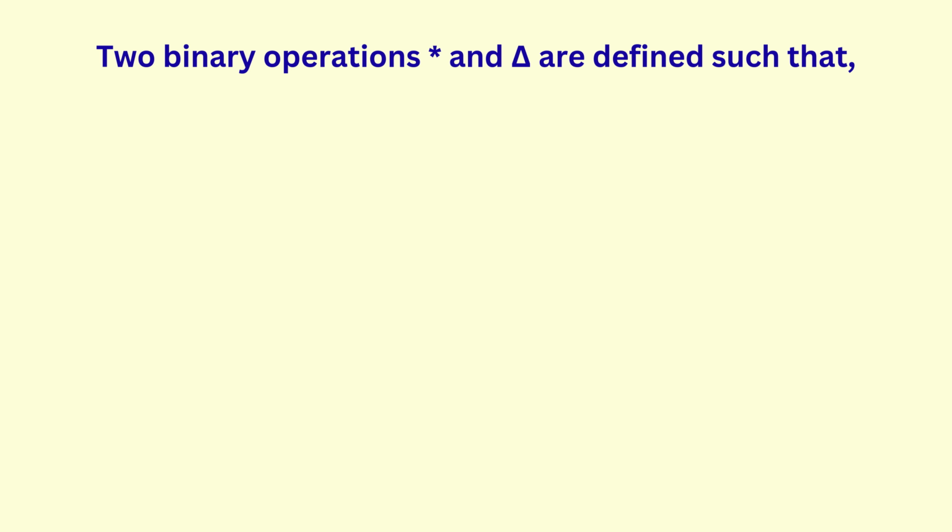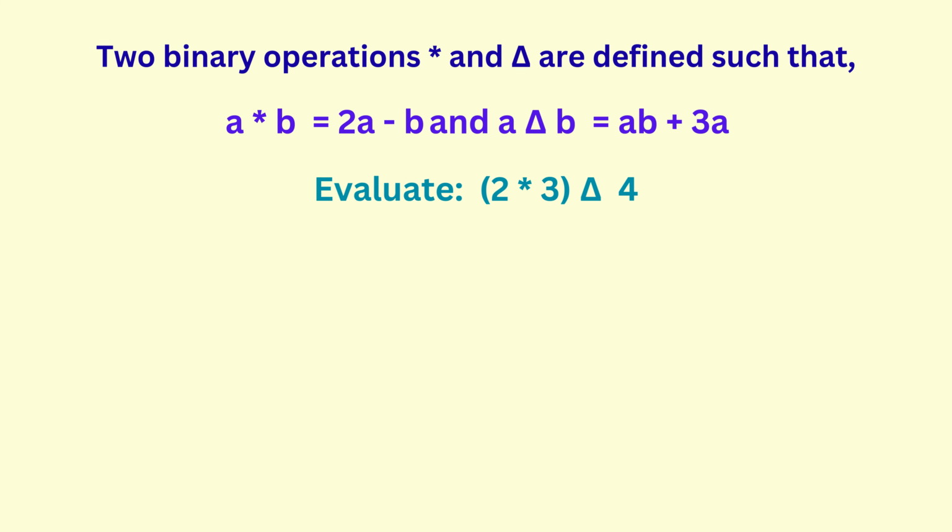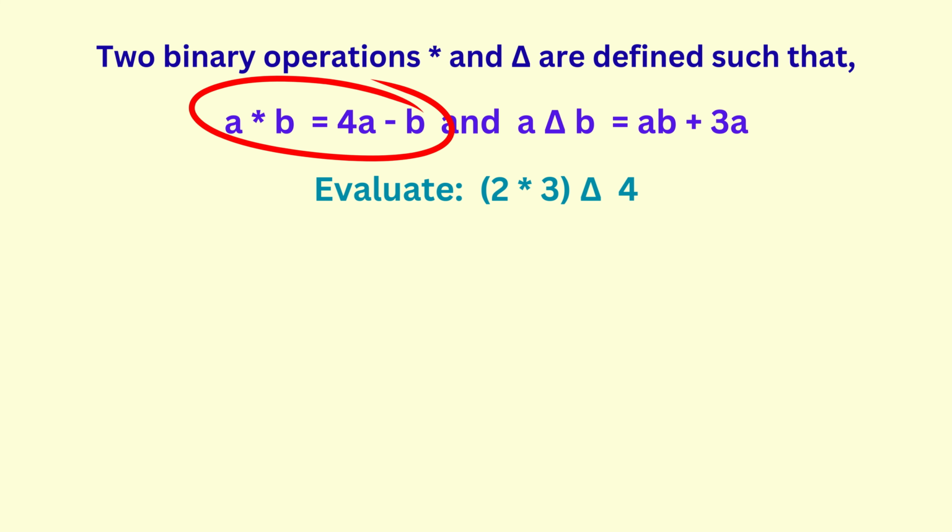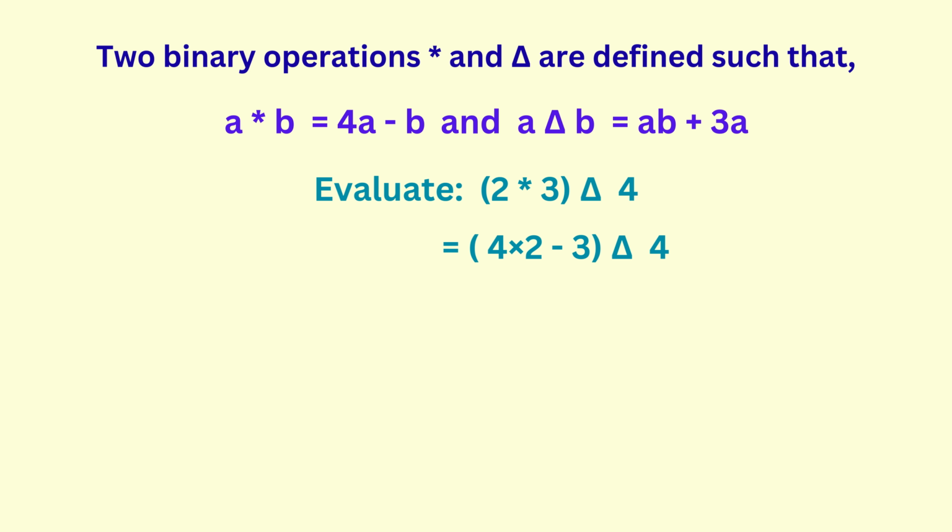Two binary operations, star and delta, are defined such that a star b is equal to 2a minus b, and a delta b is equal to ab plus 3a. Evaluate 2 star 3 delta 4. Let's first focus on the brackets and calculate inside. The operation is star, so we use the rule 2a minus b, replacing a with 2 and b with 3. So we get 2 times 2 minus 3. That's 4 minus 3, which is 1.